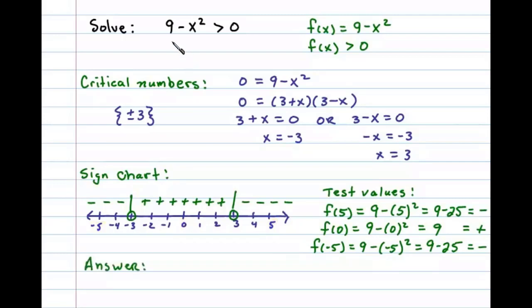Now the question asks for what x values is this quadratic expression greater than 0? In other words, when is this positive? So from the sign chart you could see that when x is in this interval, the results are positive. So I'll shade that in here and convert that to interval notation. In interval notation, we can say the answer here is all the x values from -3 to 3.